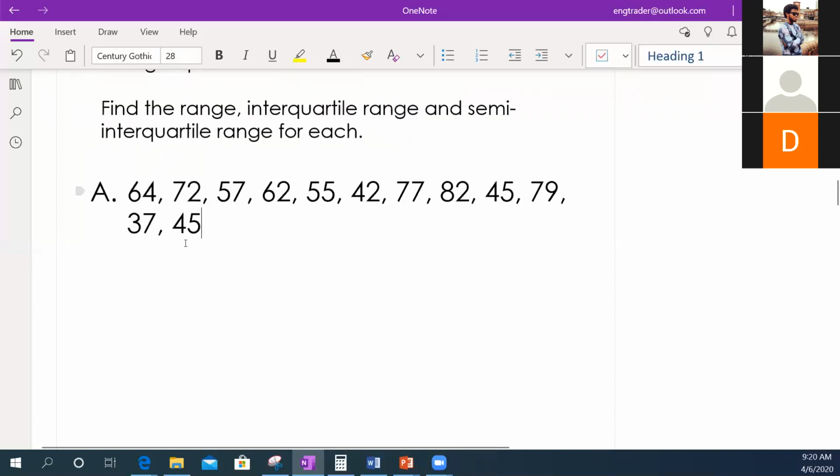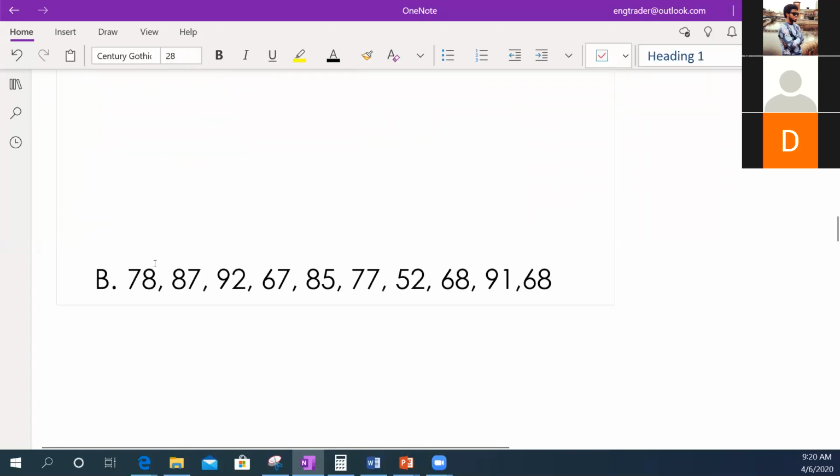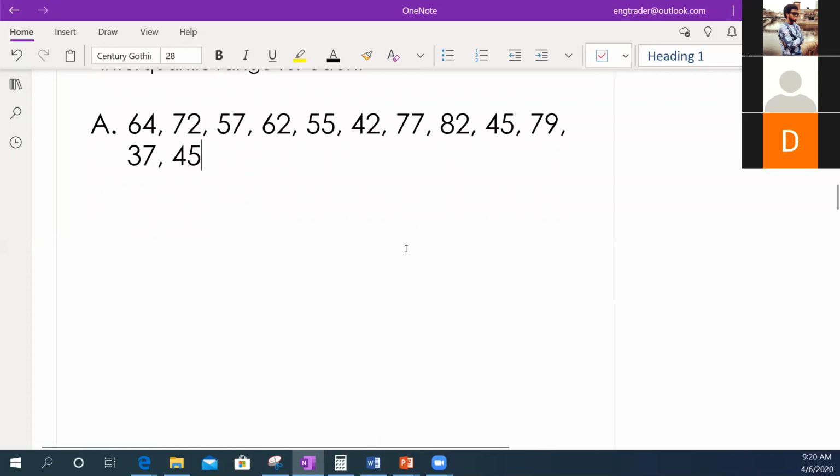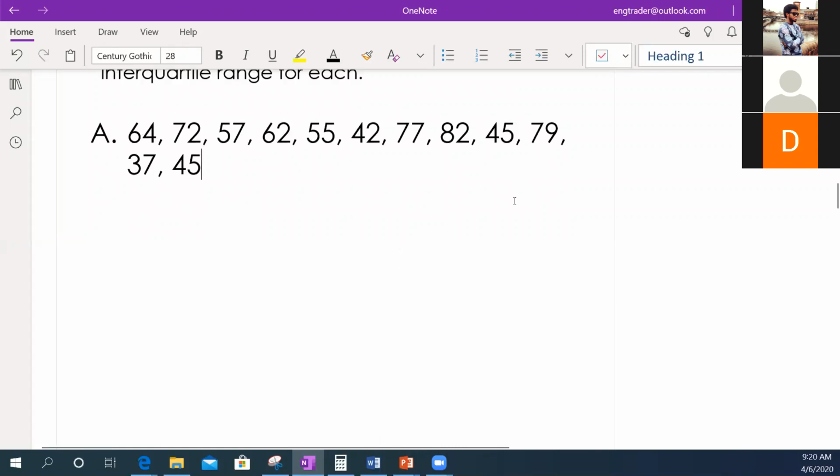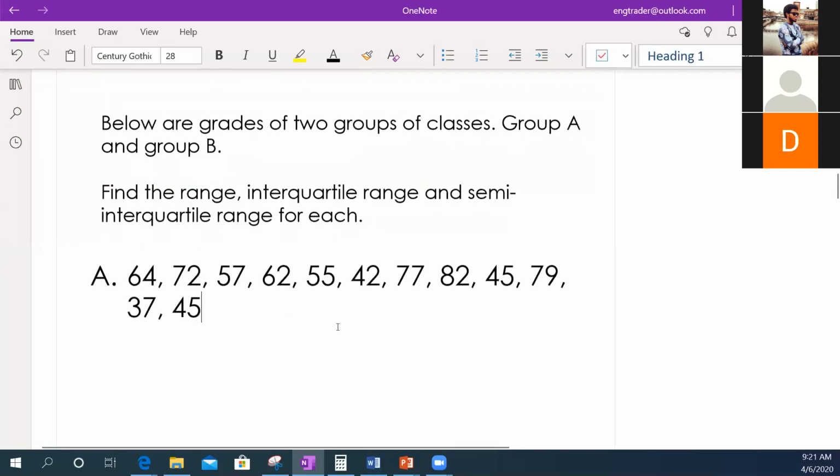So this is for the first class. We have the second class a little lower down. I want you to try and calculate this first. We'll go through it, and we'll do the second class, and then we'll compare the two sets of data. All right? So work on this one for now.